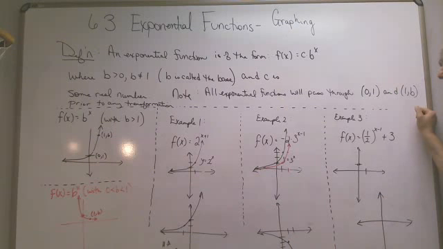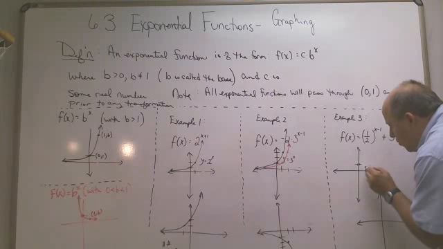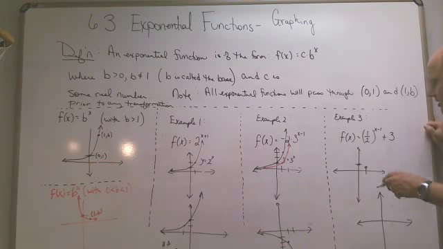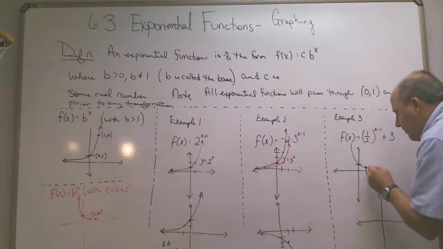And the base is not 2, the base is not 3 this time, it's 1/2. So it's 1 comma 1/2. Remember, it goes through 0, 1 and 1 comma the base. So in this case, it's actually going down. So it looks like a forward L shape.